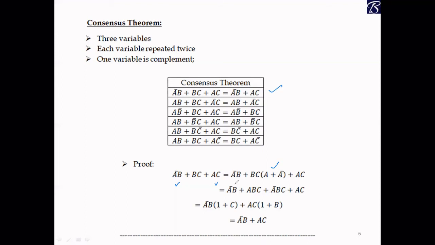Now in these two, what is the common term? A bar B. So if you take it common, in brackets 1 plus C. In these two terms you observe the common term is AC, so in brackets 1 plus B. So 1 plus B is 1, and 1 plus C is 1. So the expression is A bar B plus AC, where this BC is removed, a redundant term. In this way, we can prove the consensus theorem.